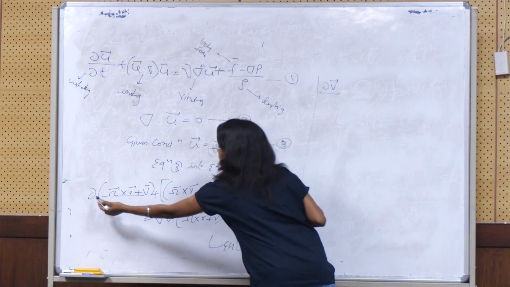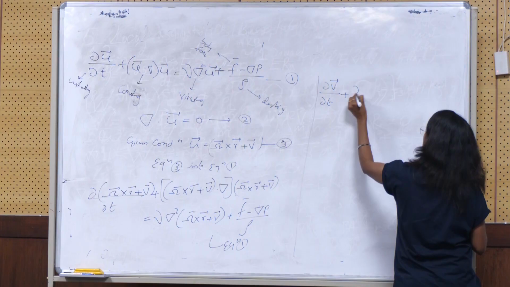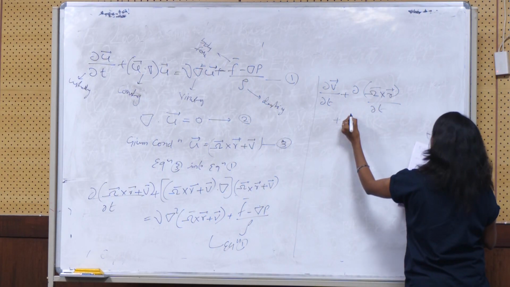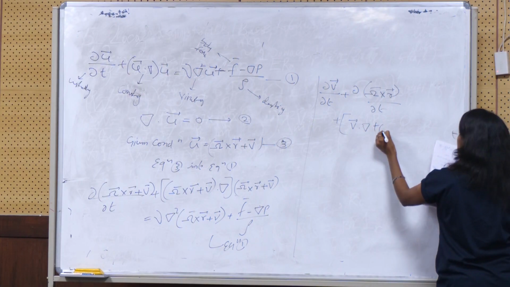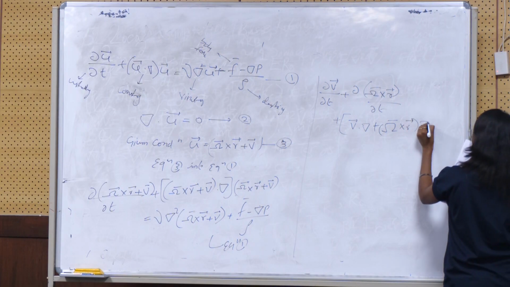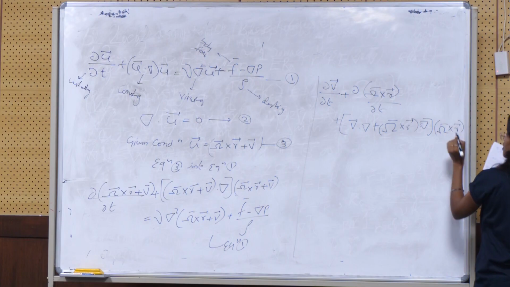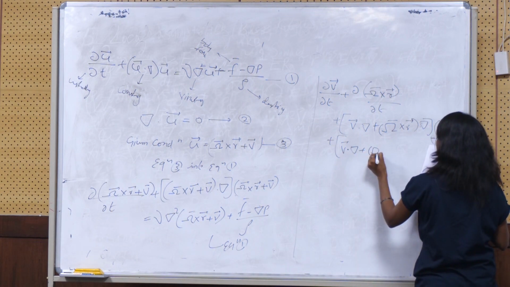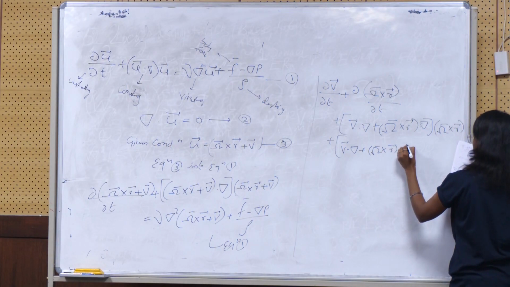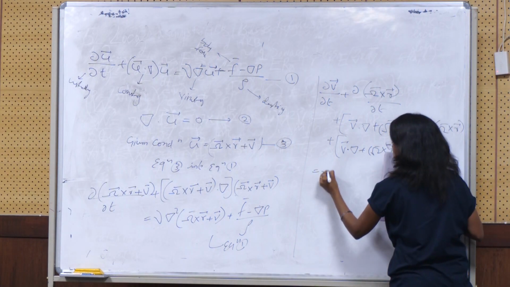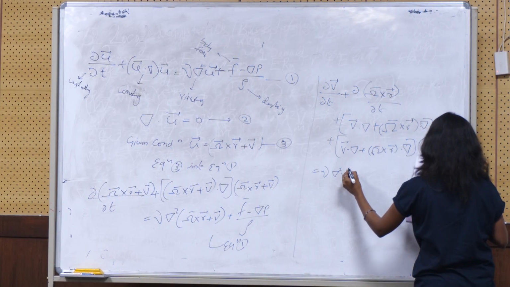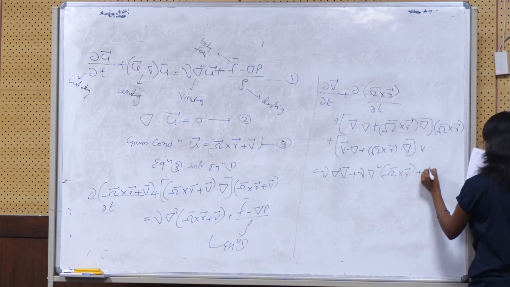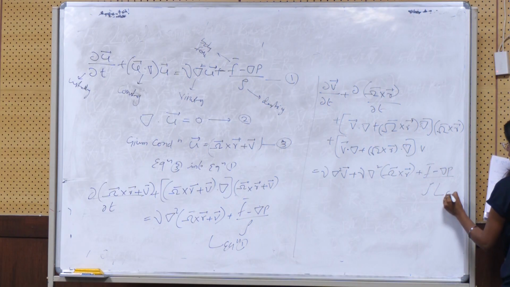Expanding this, dou V bar by dou t plus dou by dou t of omega cross R, plus V bar dot delta of omega cross R plus V bar, plus omega cross R dot delta of V bar, and the right side has mu delta square. This is equation 5.